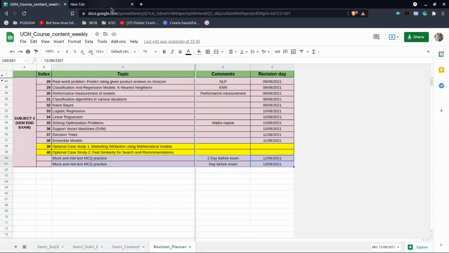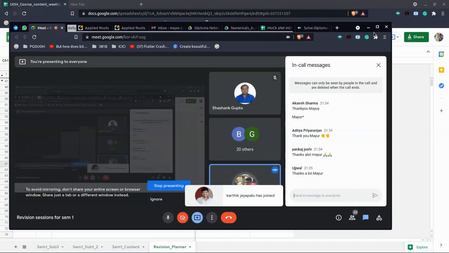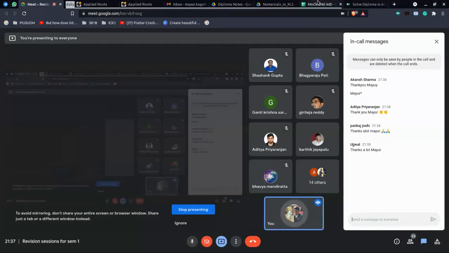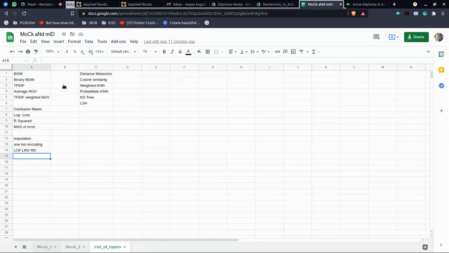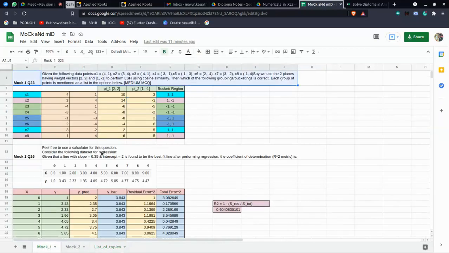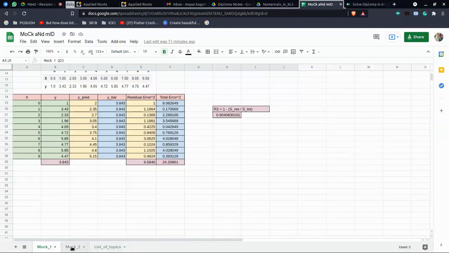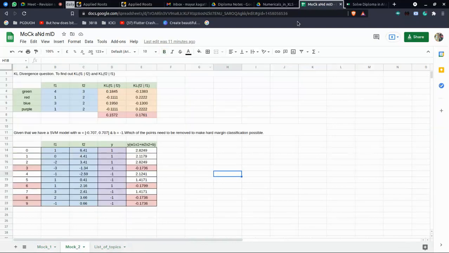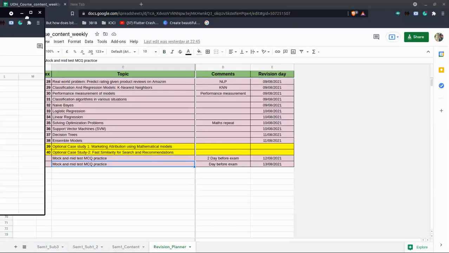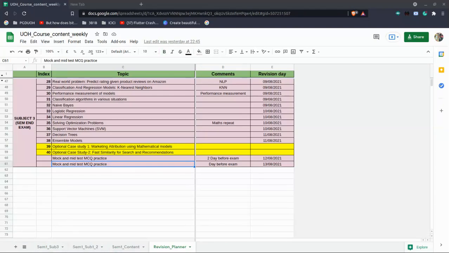For mock 1 and mock 2, I have made the notes; only the last 10 questions are remaining from mock 2. I'm writing all the formulas and solving it on paper step by step, and I am also preparing this Excel for the solutions of the questions. If you're able to see my screen, this is how to solve mock 1 and mock 2 in Excel, correct?